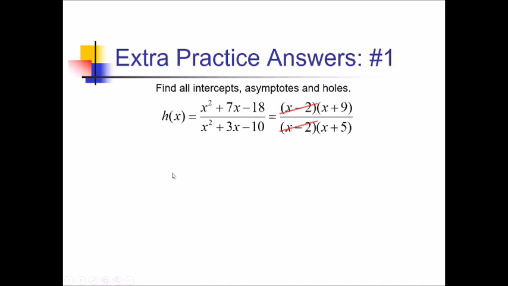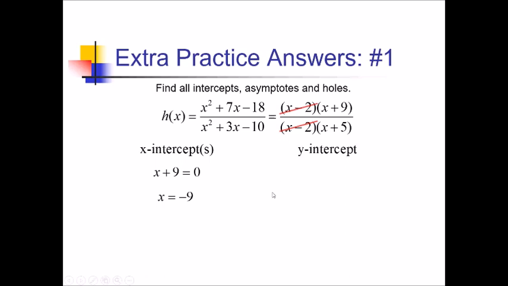Now, going through each of the features, let's do the intercepts first. X-intercepts will be things that zero out the simplified numerator. We don't want any things that make the denominator 0 to count as x-intercepts, but this x plus 9 seems harmless enough. So we set x plus 9 equal to 0 and solve, giving us an x-intercept of negative 9. 2 would have been an x-intercept, but it also makes the denominator 0, so the function doesn't exist there. And that's why we did that in the beginning, to catch that kind of stuff.